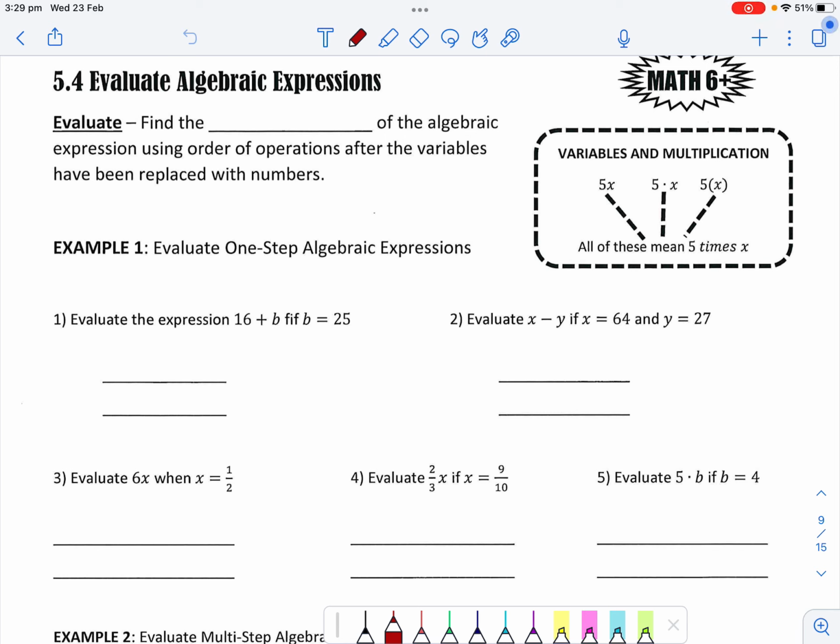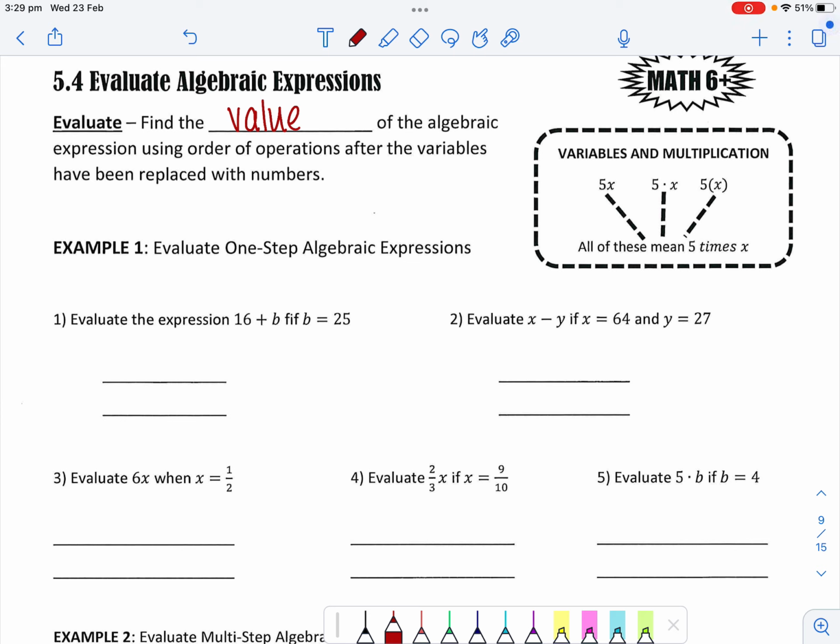Hey everyone, today we are going to be talking about evaluating algebraic expressions. To evaluate an expression, you are finding the value of the algebraic expression using order of operations after the variables have been replaced with numbers.